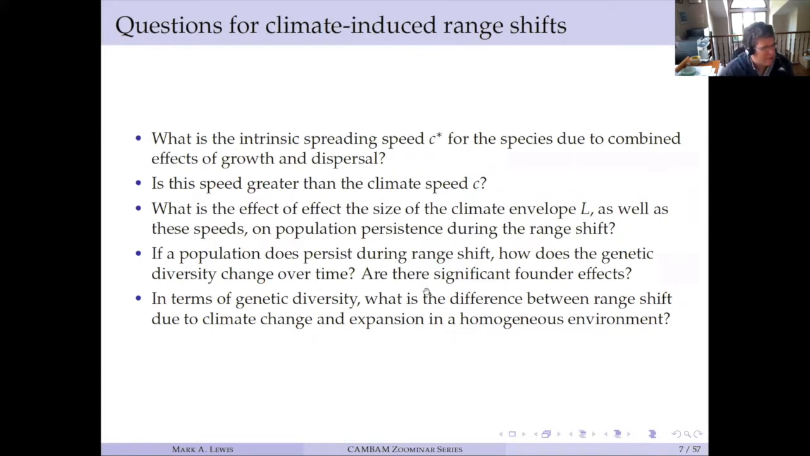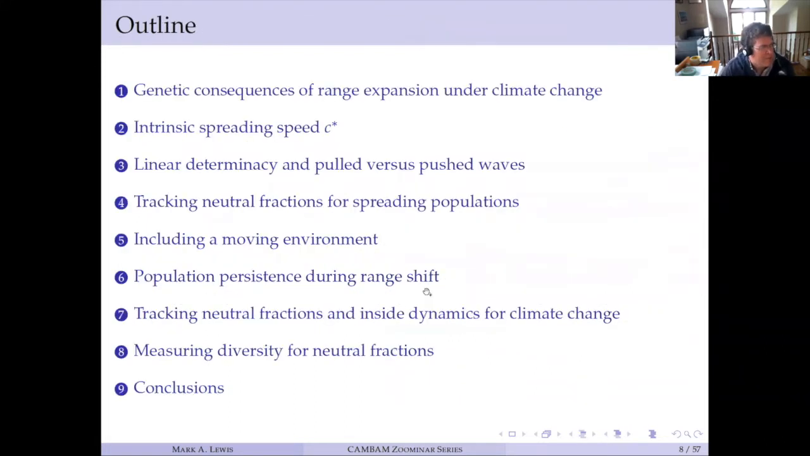And then finally, you can do a sort of a comparison, because this issue of a founder effect has already been sort of observed historically in terms of range expansions into new environments or biological invasions. And so we might ask ourselves, how are the range shifts due to climate change different from just simple expansion of a population into a homogeneous environment that would come from introducing a few individuals and letting them spread? And so this is my outline.